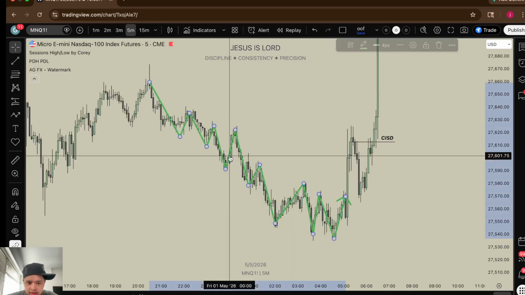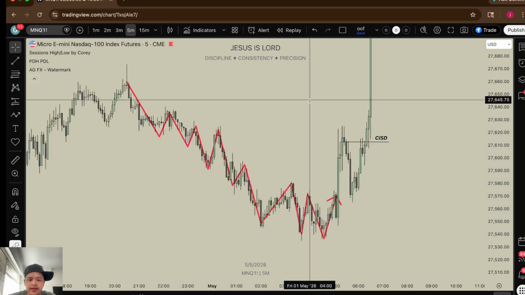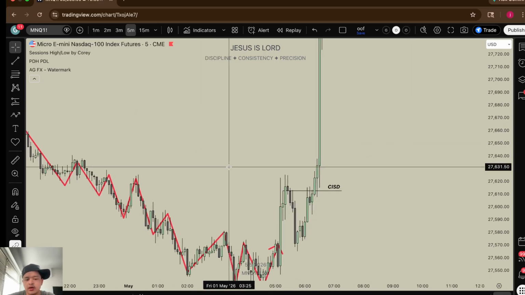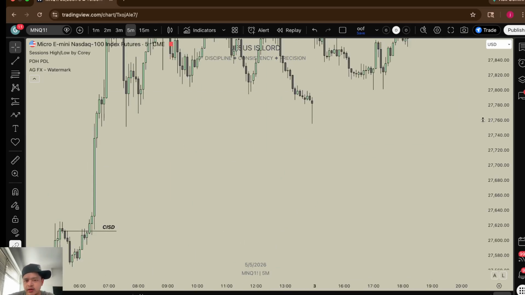Let's change this to red. Yeah, that's the bearish trend. Lower low, lower high, lower low, lower high, lower low, lower high. Alright? So that's our market structure.